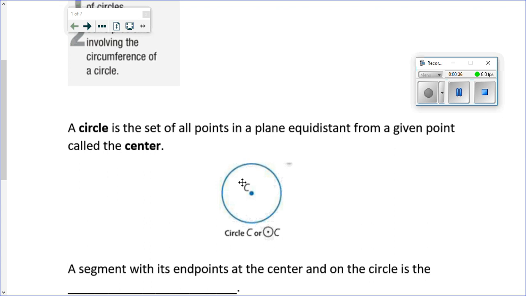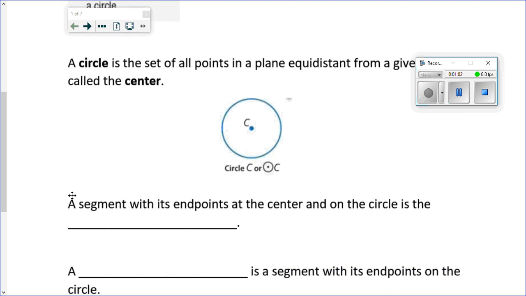Okay. If C is the center of the circle, the circle is all points that are equidistant, the same distance from C. That's why these circles have a given radius. All those points are the radius from the center. Okay. Some notation, we could call this circle C, or we could also use the circle symbol with a center in it and C to say what that is.